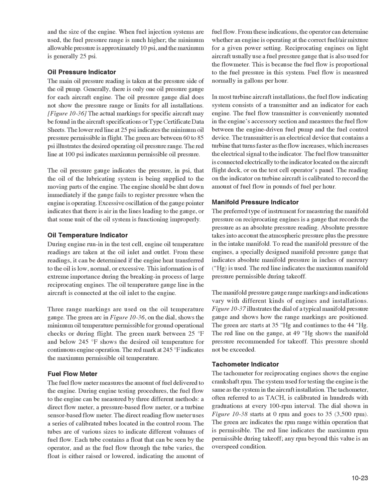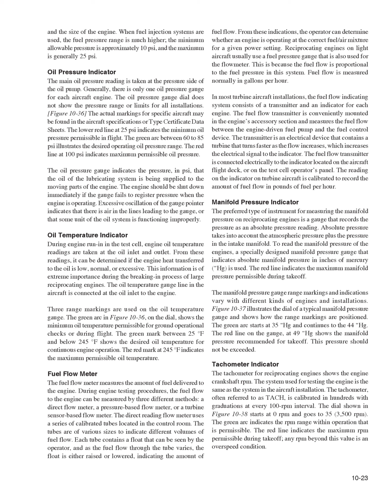Oil pressure indicator. The main oil pressure reading is taken at the pressure side of the oil pump. Generally, there is only one oil pressure gauge for each aircraft engine. The oil pressure gauge dial does not show the pressure range or limits for all installations. In Figure 10-36, the actual markings for specific aircraft may be found in the aircraft specifications or type certificate data sheets.